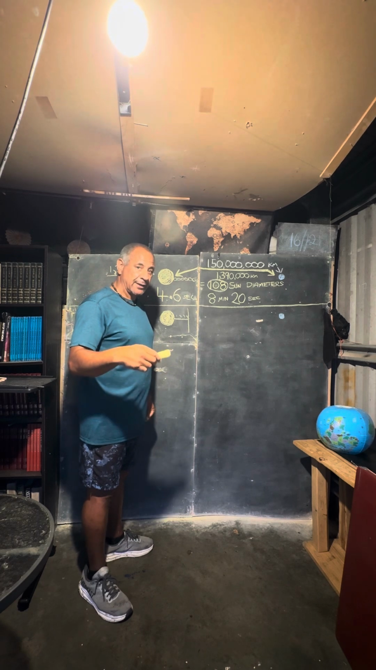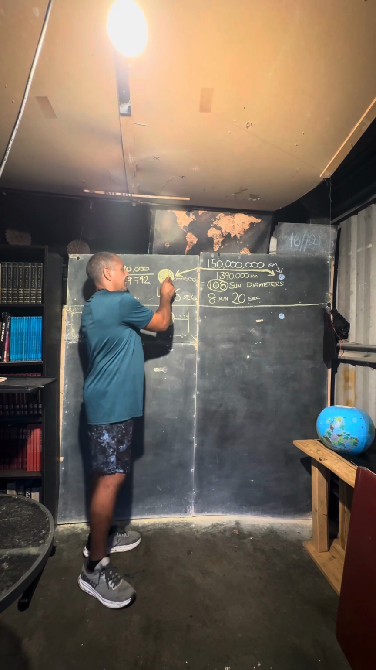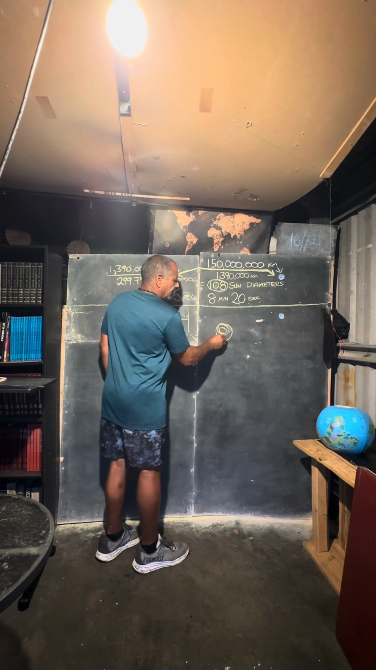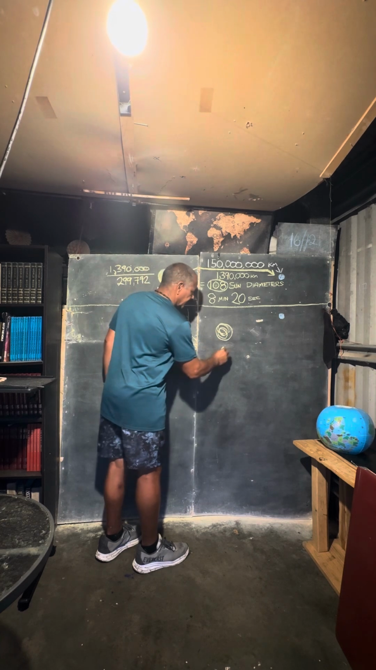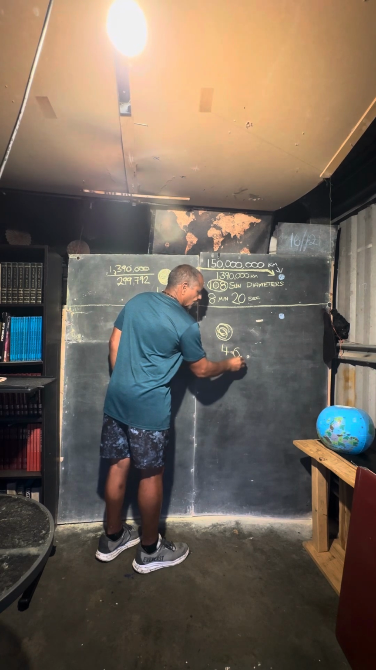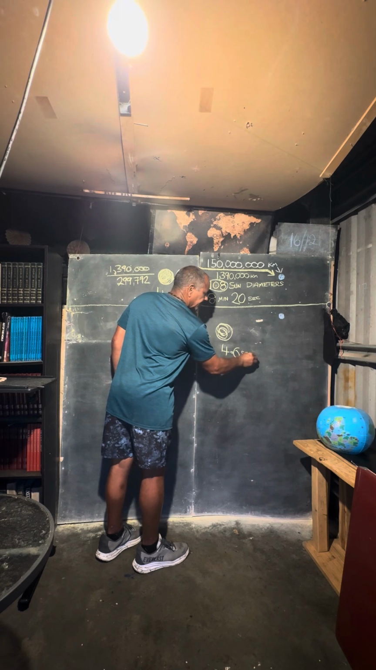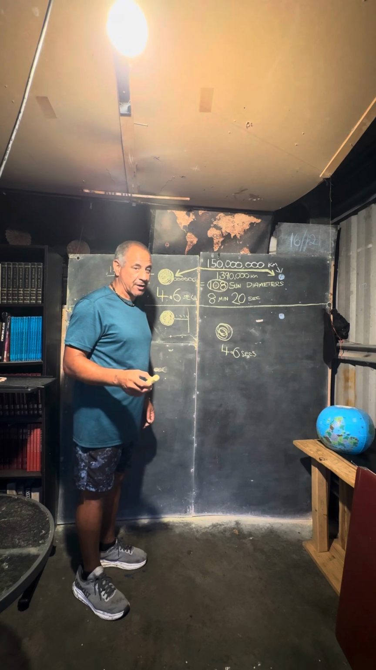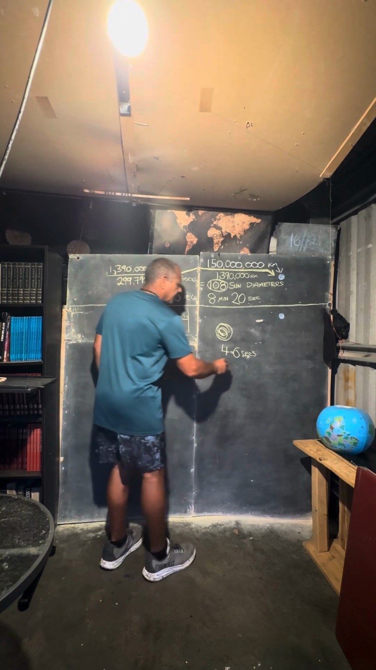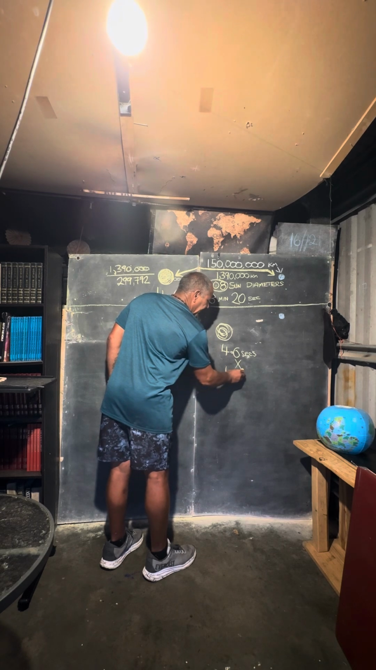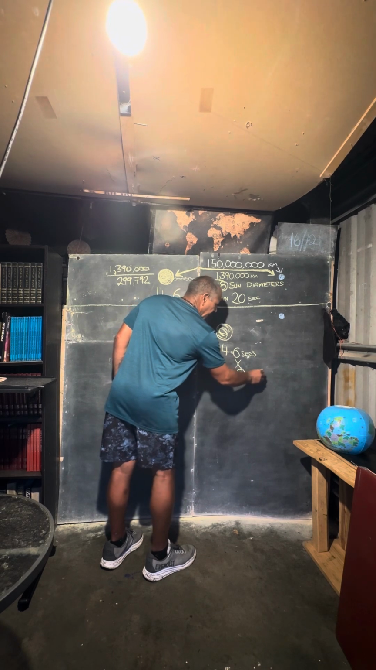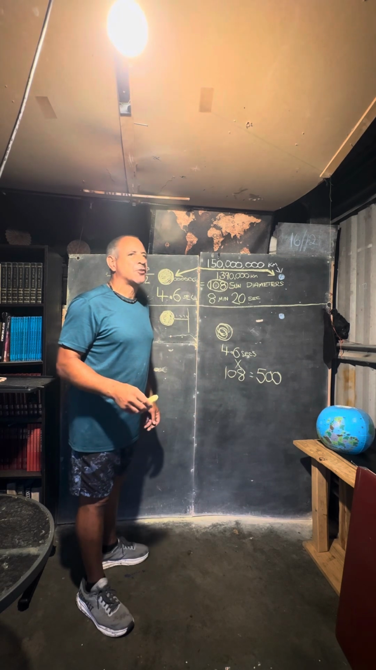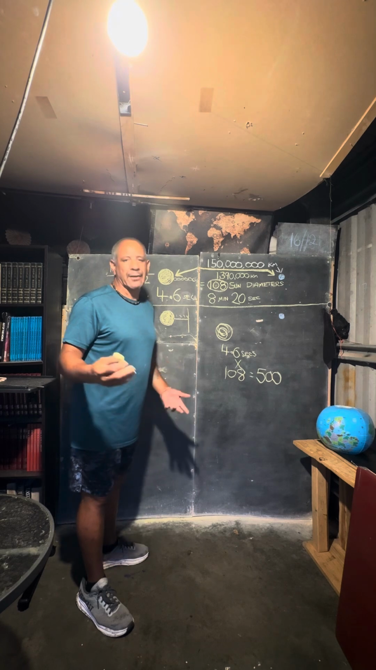8 minutes and 20 seconds. 4.6 seconds to radiate its light one diameter. 4.6 seconds per diameter. If we multiply that by 108, we get 500 seconds. Well, I think it's 498, but it's 8 minutes and 20.